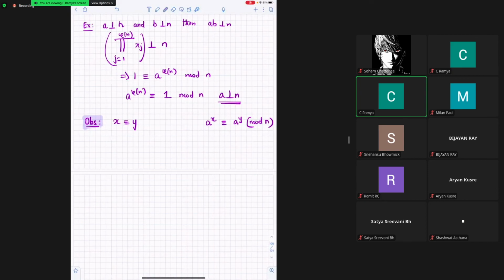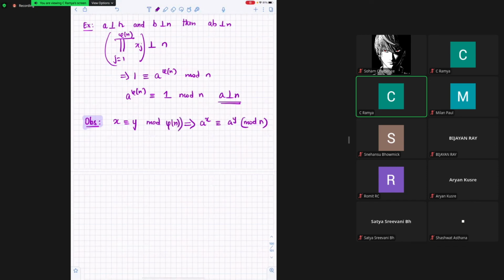These things might all be over the head at the moment, but after the next lecture, it will be clear. What I wanted to say is, a is super large, so I don't want to compute a^x and a^y. That will take 500 years, let's say. So I have to just work with x, y, and n.